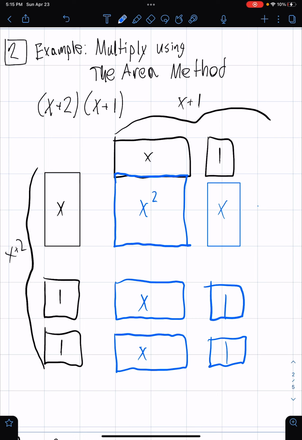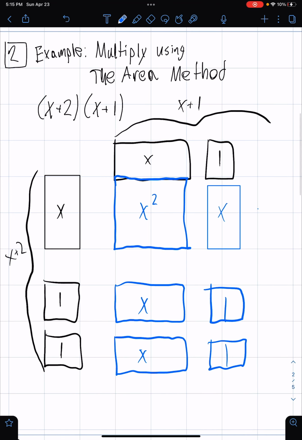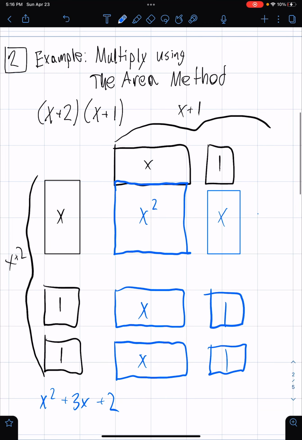So now we would see what we can combine to make this polynomial. x squared plus 1, 2, 3, 3x plus 2, and this would be our answer for this part.